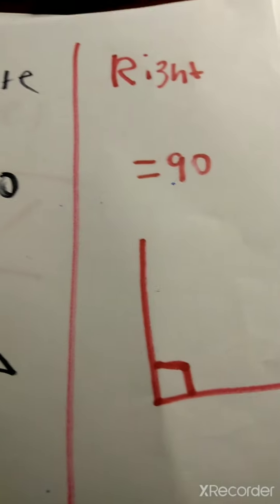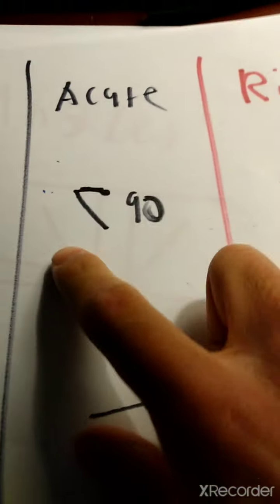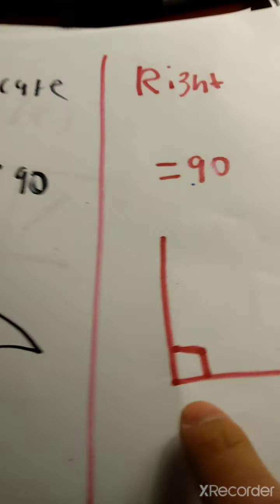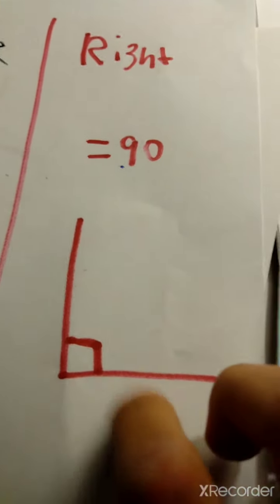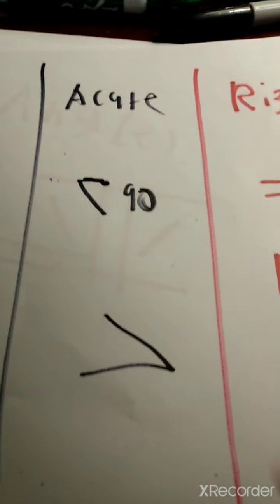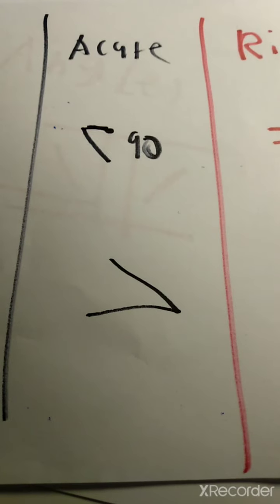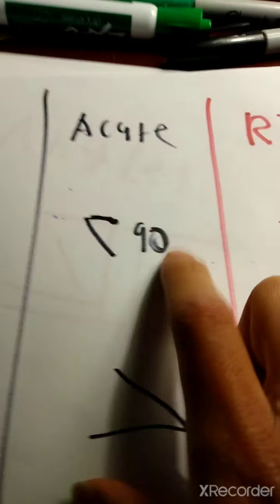Our next angle we're going to be reviewing is an acute angle, which is an angle that is less than 90 degrees. That would mean an angle that is smaller than a right angle, because it's less than 90 degrees. An acute angle is small, so it's very cute, and it's very tiny. Here's an example of an acute angle, which is less than 90 degrees.